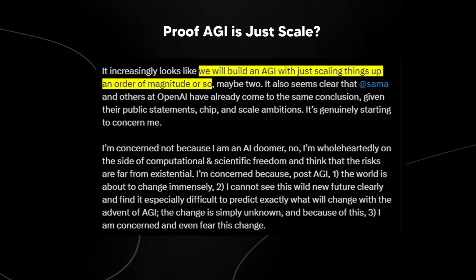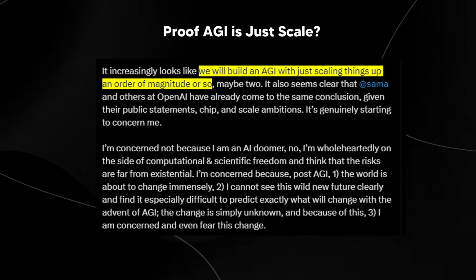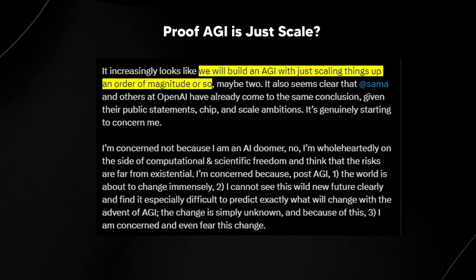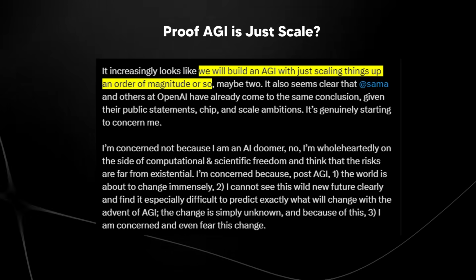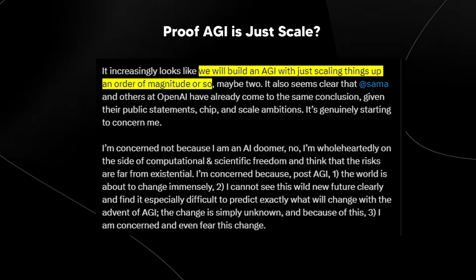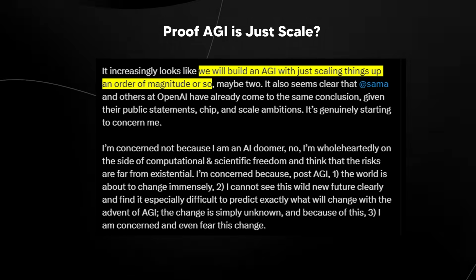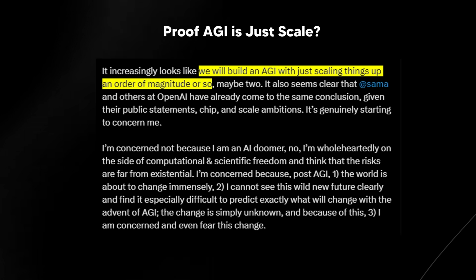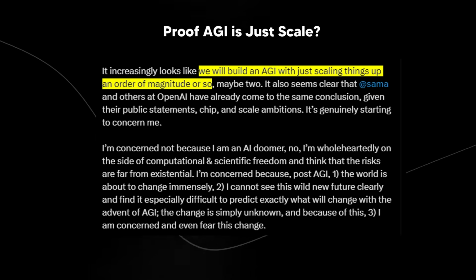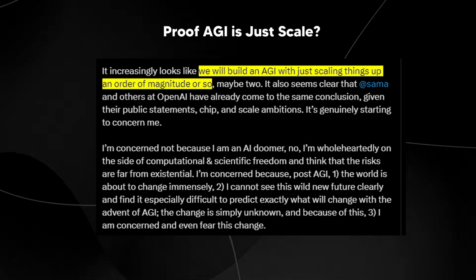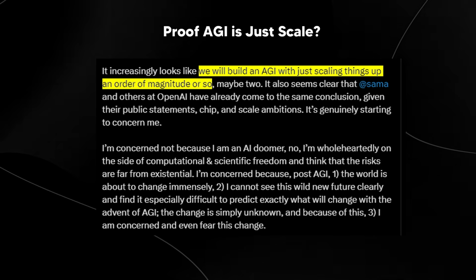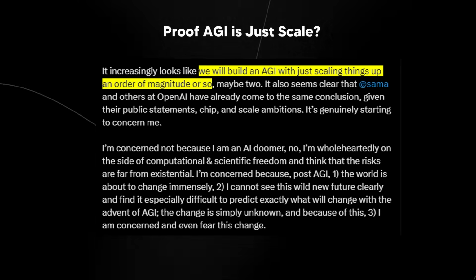And it also seems clear that Sam Altman and others at OpenAI have possibly already come to the same conclusion, given their public statements and the chip and scale ambitions. It's genuinely starting to concern me. And he states here that he's not concerned because he's an AI doomer. No, he's wholeheartedly on the side of computational and scientific freedom, and he thinks the risks are far from existential. He's concerned because, number 1, post-AGI the world is about to change immensely, and number 2, he cannot see this wild new future clearly and finds it difficult to predict exactly what will change with the advent of AGI. This change is unknown, and because of this, he's concerned and even fears this change.